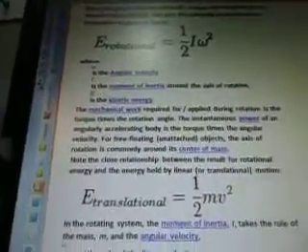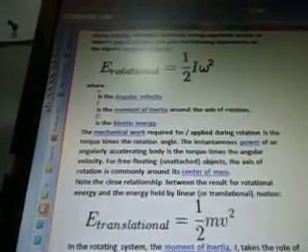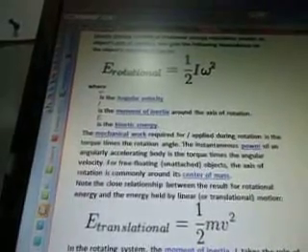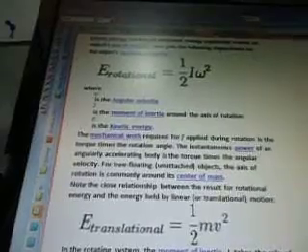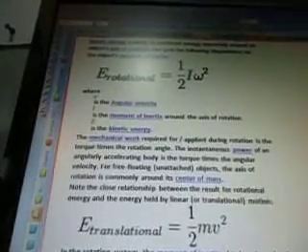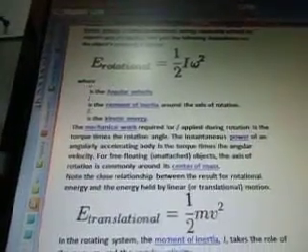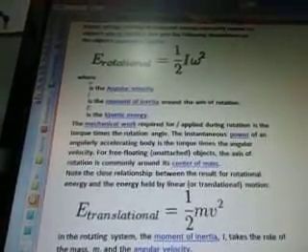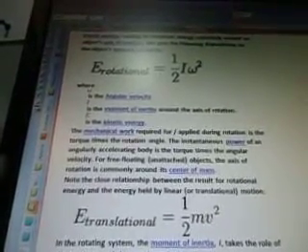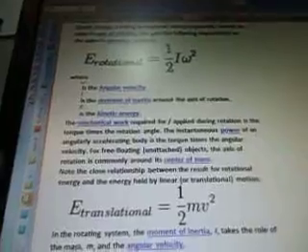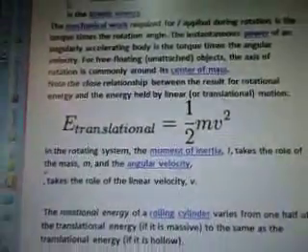The mechanical work applied during rotation is the torque times the rotation angle. The instantaneous power of an angularly accelerating body is the torque times the angular velocity. For free-floating, unattached objects, the axis of rotation is commonly around its center of mass. Note the close relationship between the result for rotational energy and the energy held by linear or translational motion.